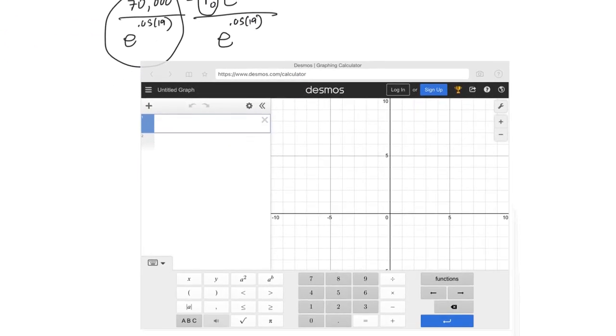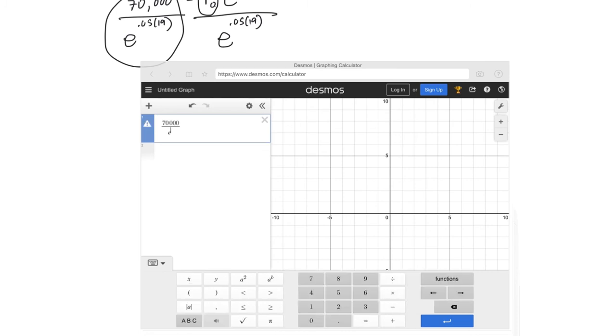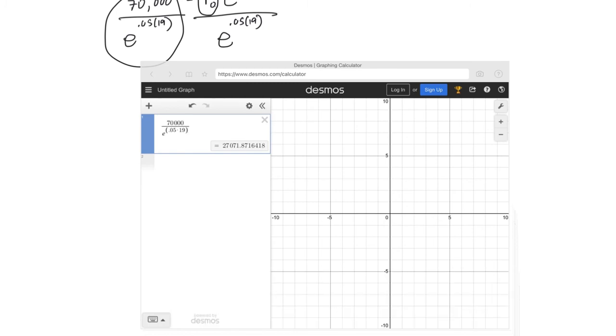Okay, so I want to go 70,000 divided by e to the, in brackets, 0.05 times 19, bracket. There we go. So if they want to have 70,000 by the time the kid's 19, they need to put $27,071.87 into the bank now, and then by the time they're 19, they'll have 70,000.